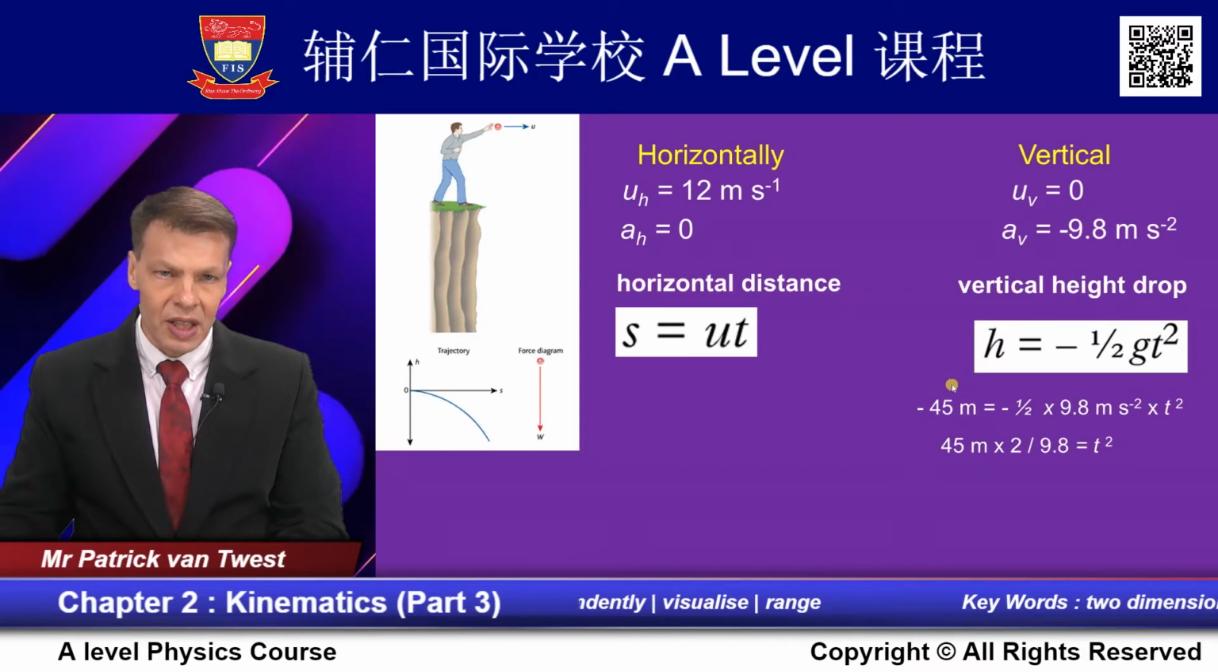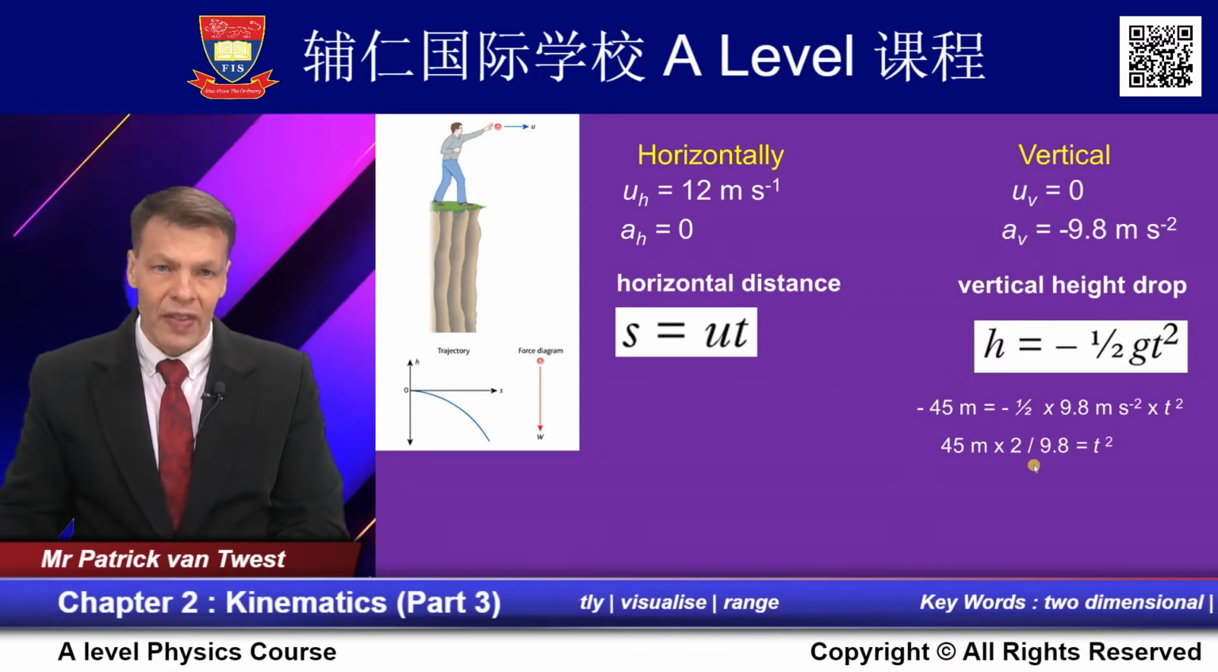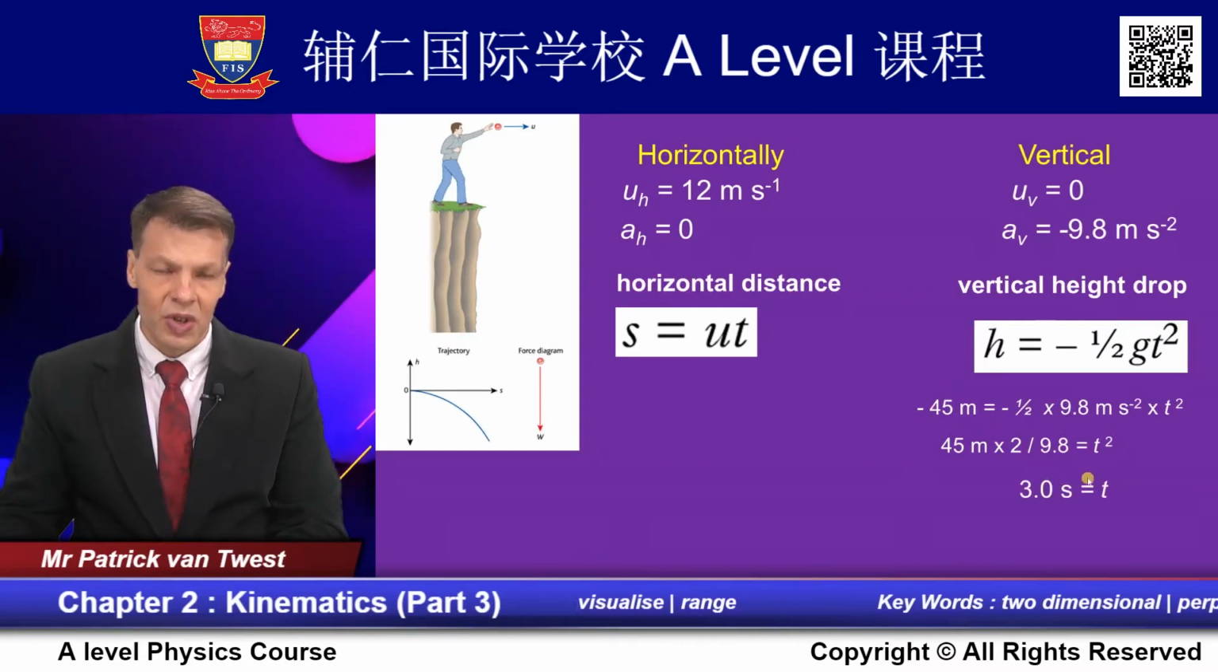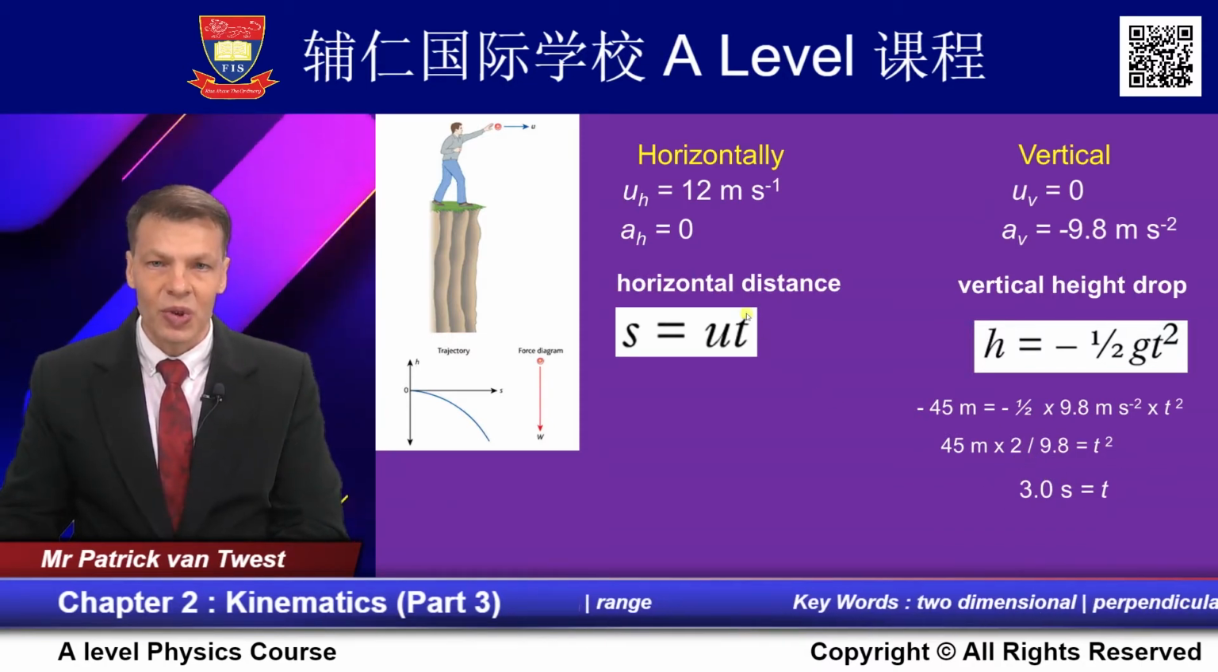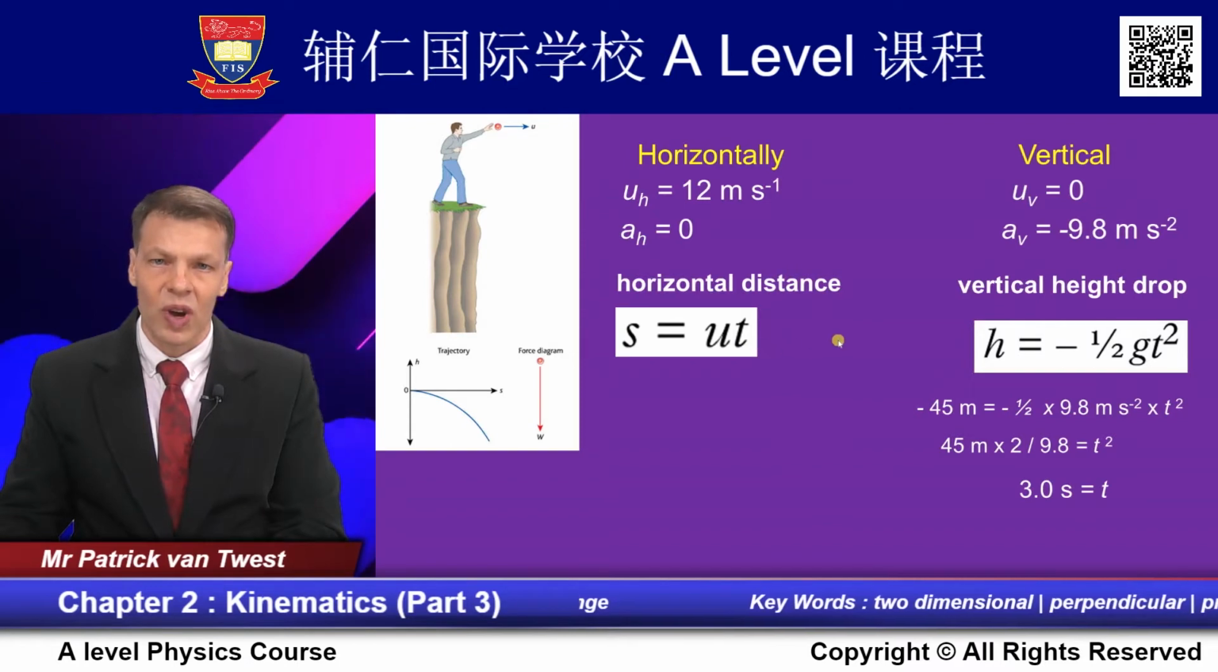So you see the negative numbers cancel there, and then you end up with a positive t squared. So t is 3 seconds. So remember, the time is also the same with horizontally. That's the one thing in common.